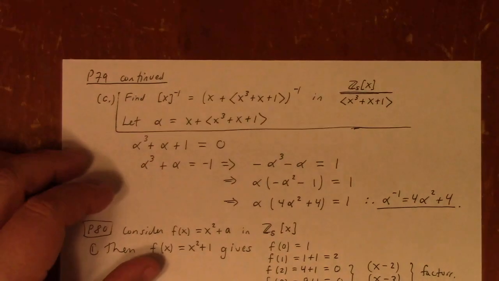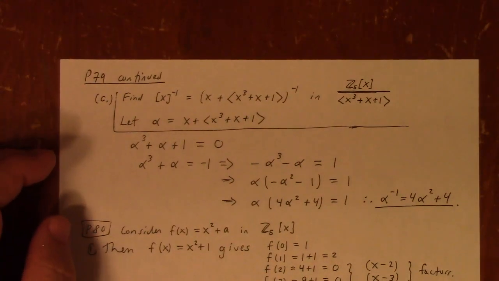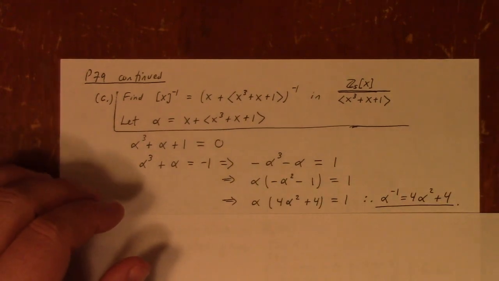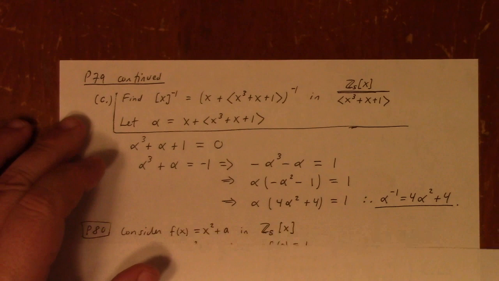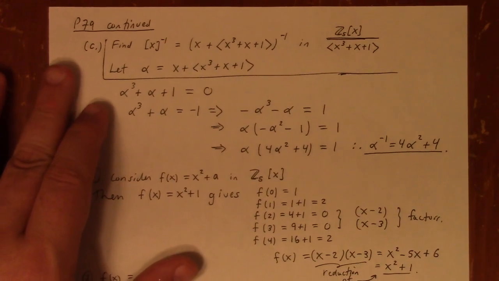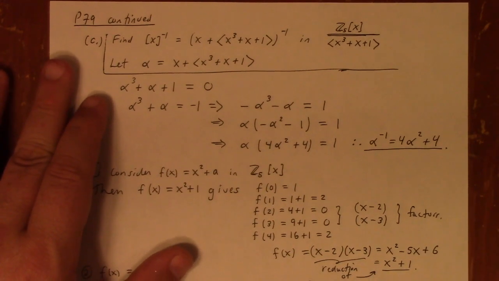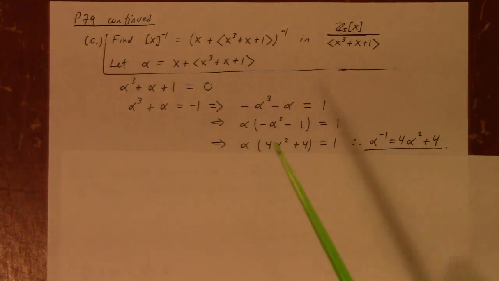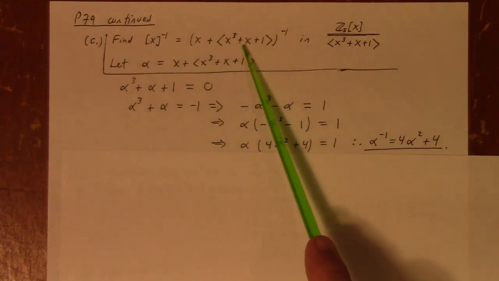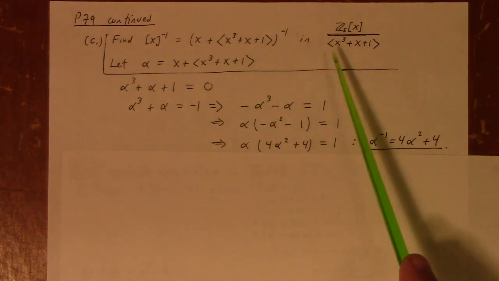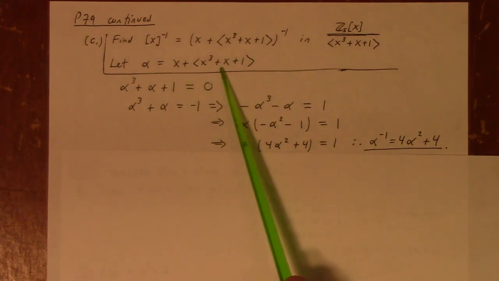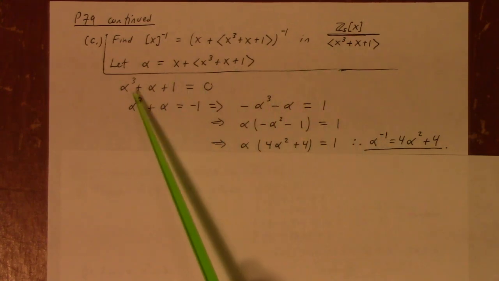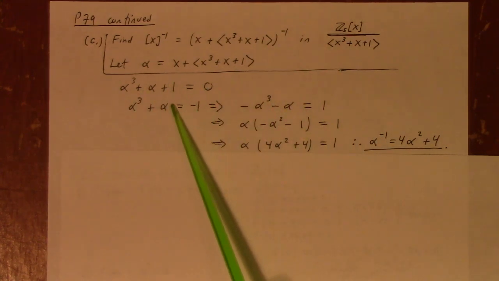Now, problem 79 part C, a little bit easier. Problem 79 part C would make a lovely test question because it's very simple and to the point, and if you understand the idea here, it's not bad at all. So, to find the multiplicative inverse of this in that quotient ring, I let my alpha be x plus the ideal again. The defining condition for the quotient ring is alpha cubed plus alpha plus 1 equal to 0.